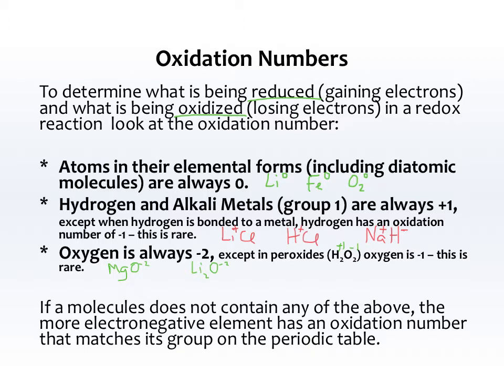One other thing that I left off the list is those transition metals that do not have varying oxidation numbers. Silver specifically will always be +1, zinc is +2, and aluminum is +3. The transition metals that do not have varying charges will always have those particular oxidation numbers, when in a compound, not when they're on their own. If a molecule does not contain any of the above, the more electronegative element has an oxidation number that matches its group on the periodic table.